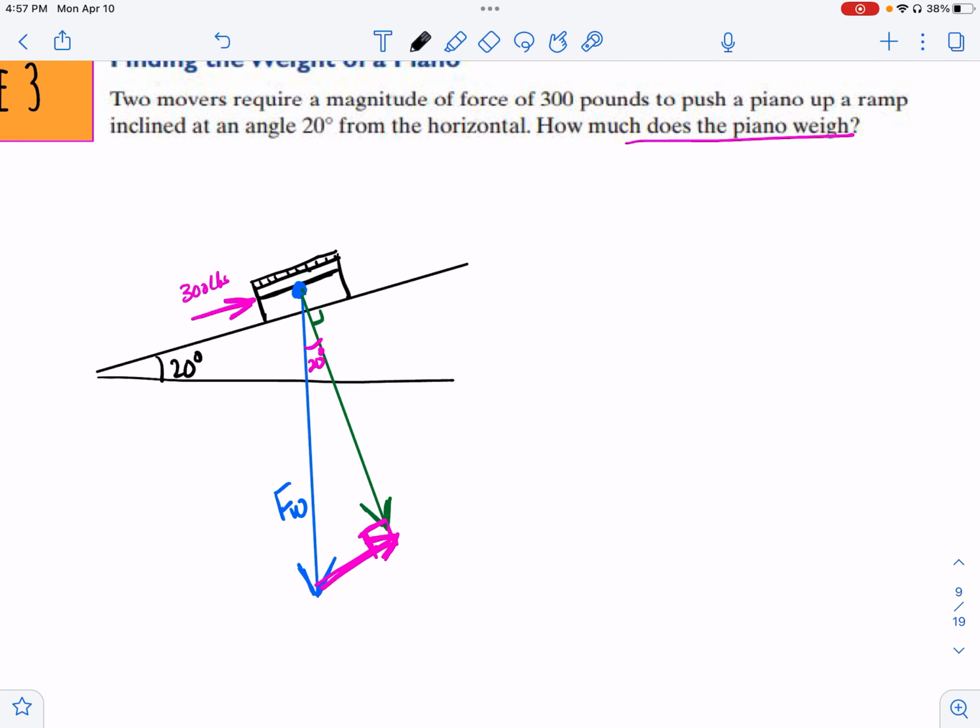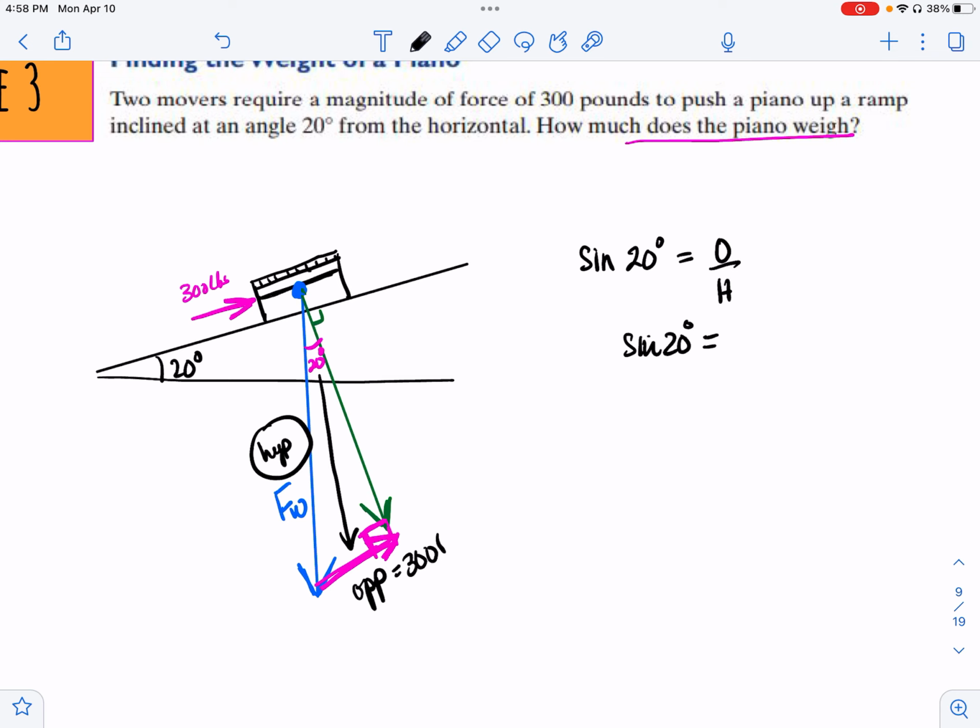Now, the question is asking me just the weight of the piano. So between the two forces, it's asking me to find the force of the weight. And because this is a 90-degree triangle, it's a right triangle, I should be able to apply SOHCAHTOA to it. This is my reference angle, and this side would automatically be the opposite side, and this is the hypotenuse. So opposite and hypotenuse as in picture, which helps me set up the sine formula, because sine is opposite over hypotenuse, so sine of 20 degrees will equal opposite side, which is the same as the 300-pound force, divided by the hypotenuse, which is the weight.